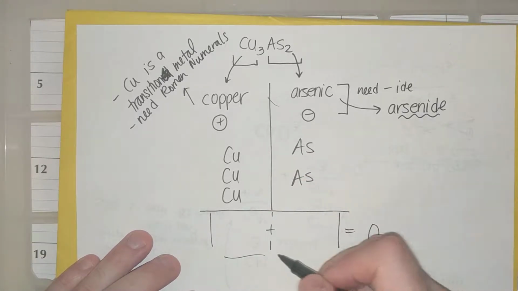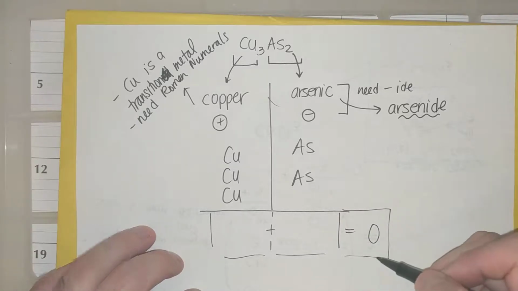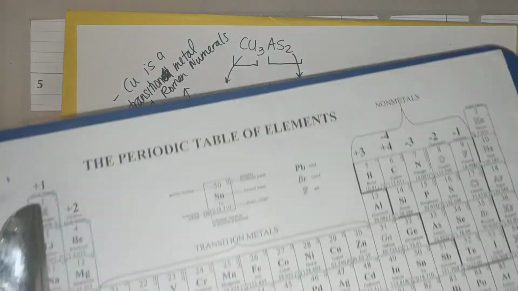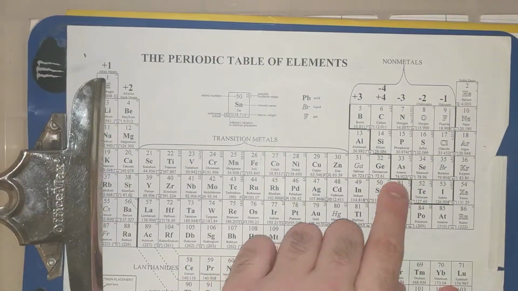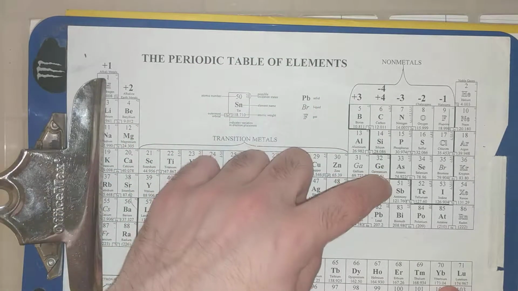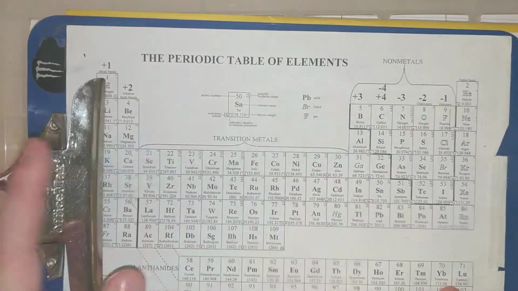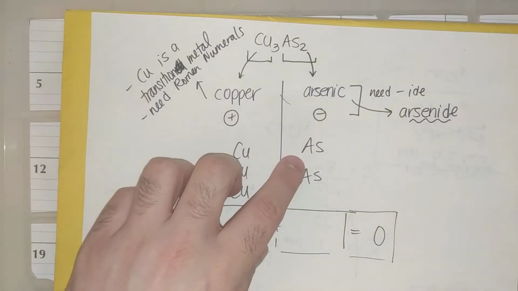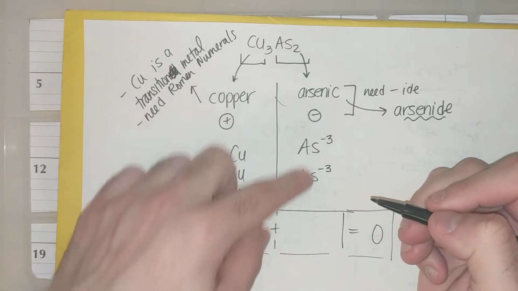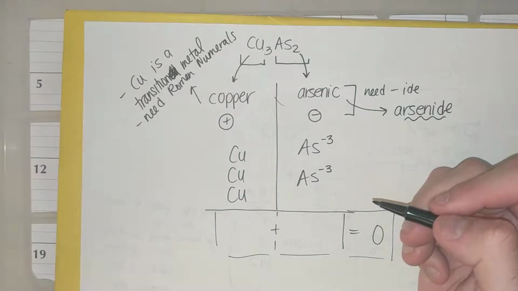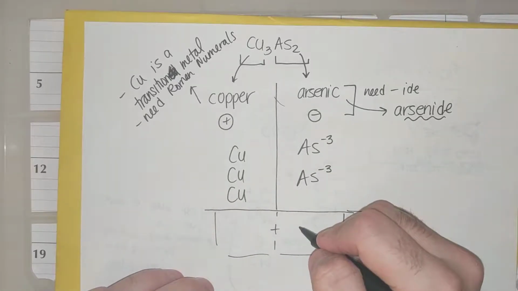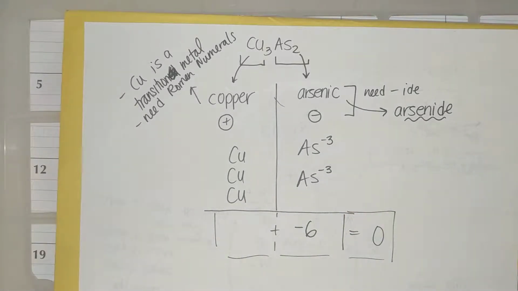But I don't know what copper is right yet, but I do know the charge that arsenic forms. If I look on the periodic table, arsenic is here. It forms -3 charges. So how many arsenics are in here? 2 of them. So each of those arsenics have a -3 charge. That means the total charge on both those arsenics is -6.